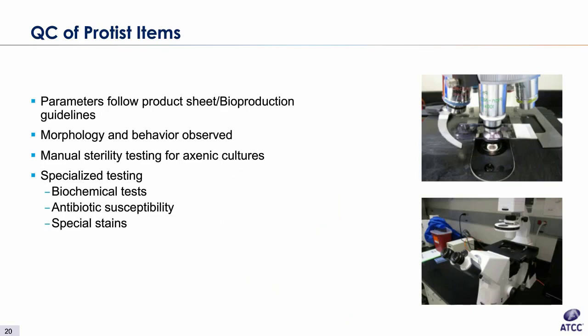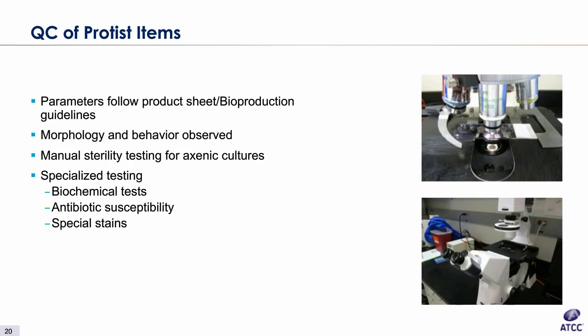Let's talk about QC of protist items. This is my job. I'm a QC biologist, so I test these materials. For the parameters, you're going to follow the product sheet, but also when I test things, I try to follow the bioproduction biologist also. So I follow the product sheet, of course, but I'm also looking at what the bioproduction biologist did so that I can duplicate it. If I can't do what they did, then there might be something wrong with the QC. So I look at both of those things when I'm doing a QC.